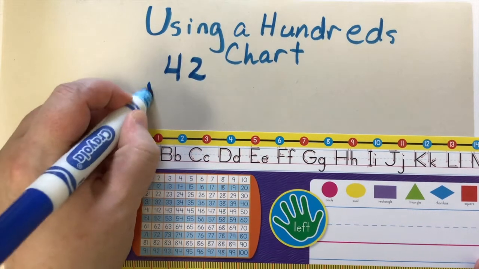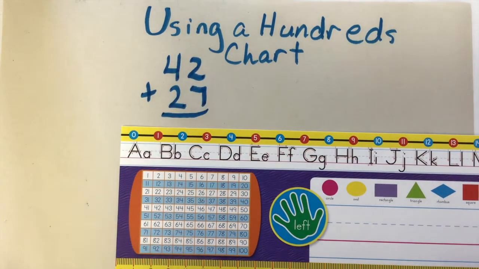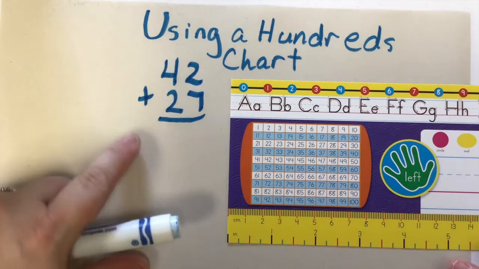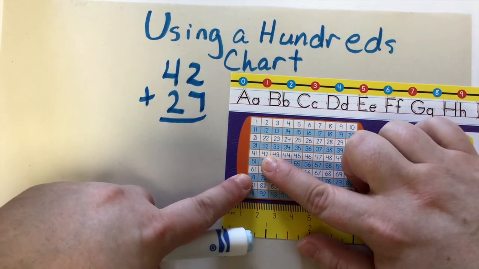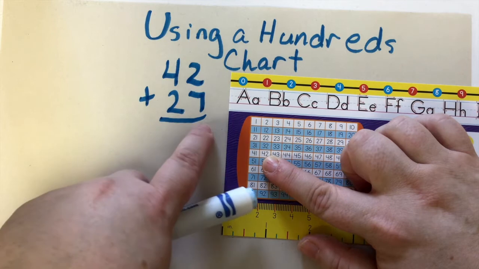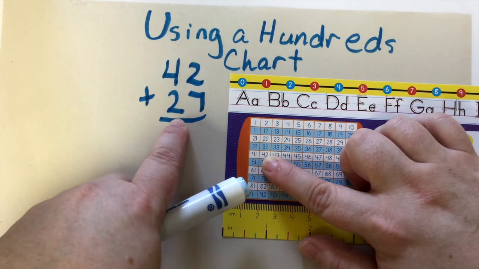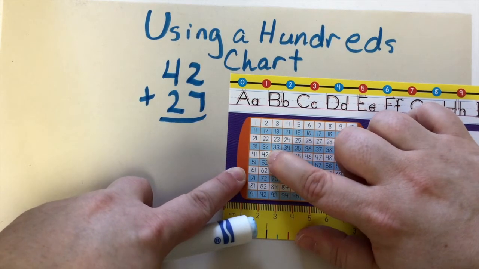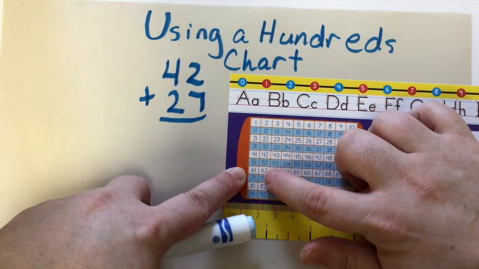42 plus 27. All right, so I'm going to use my hundreds chart. Now we want to start with the larger number. So we're going to locate 42, which is here. And then we need to look at this number 27. How many tens are there? There are 2 tens. So we're going to go down 2 rows from 42 because they count by tens. So 1 ten, 2 tens.